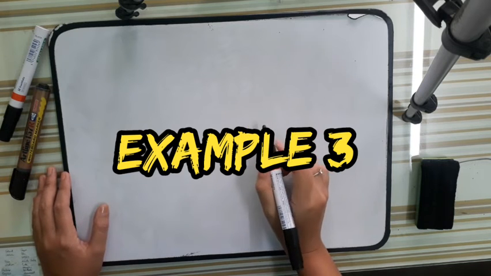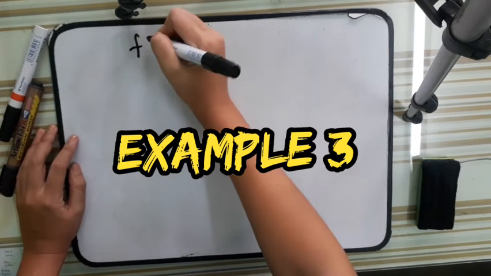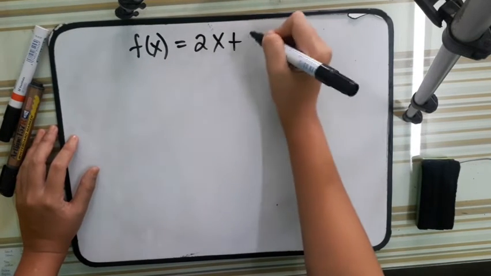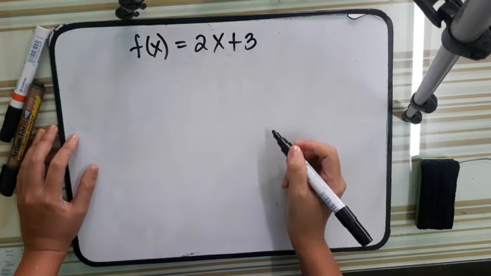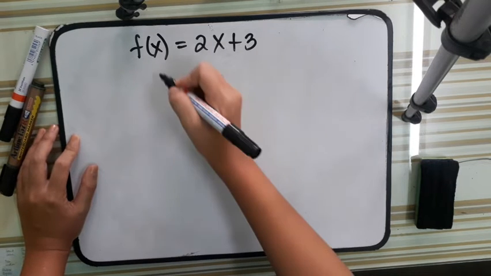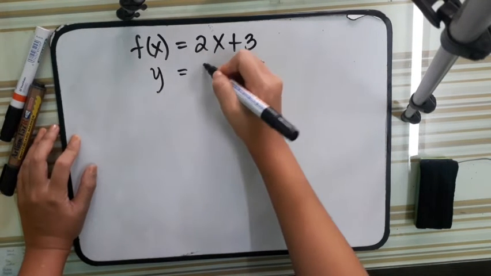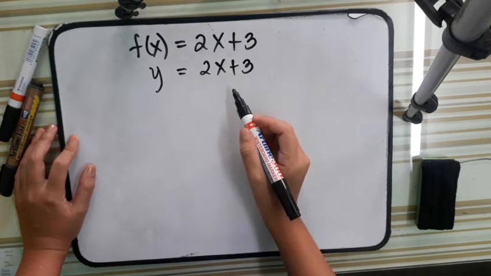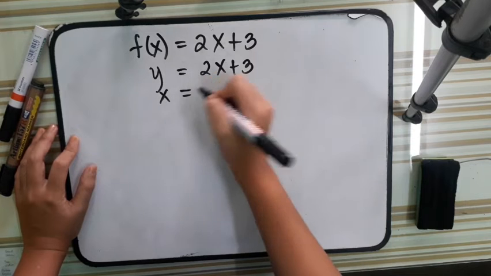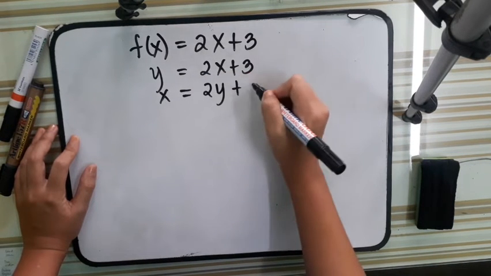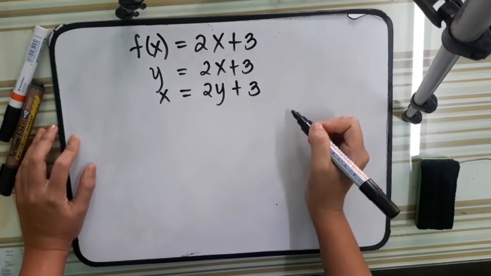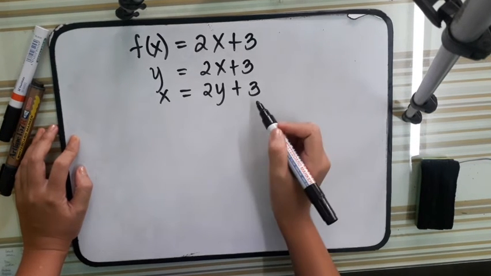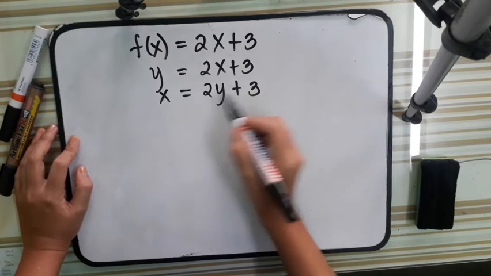For our third example, let's have f of x is equal to 2x plus 3. So first, change f of x into y. So y is equal to 2x plus 3. Then switch x and y. So this will become x is equal to 2y plus 3. We now isolate the value of y. So we have a positive 3 here. To cancel this, we subtract 3 on both sides of the equation.